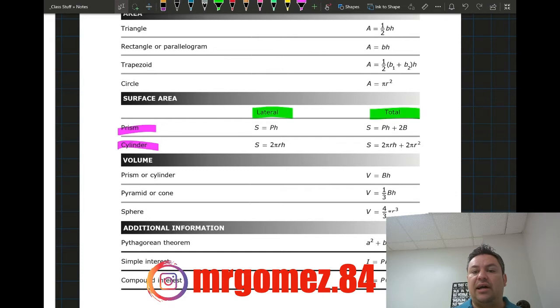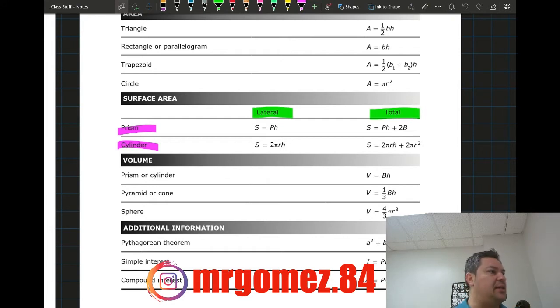In the other case, total surface area, for example, you have a shoebox and you're gonna put a gift in there and you're gonna wrap it. Whenever you wrap a gift, you wrap the whole box, not just the sides, right? So that's an example of total surface area. How much paper do I need to wrap this thing? Same thing with the cylinder, lateral surface area.